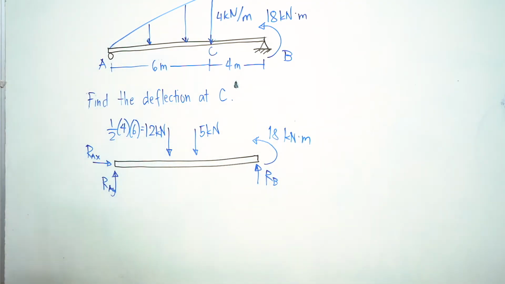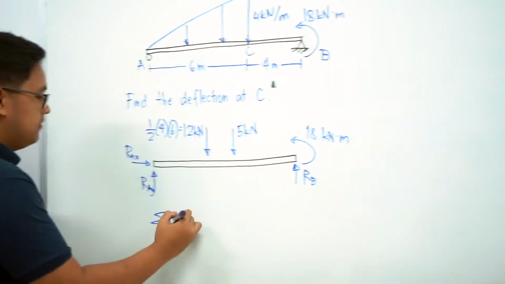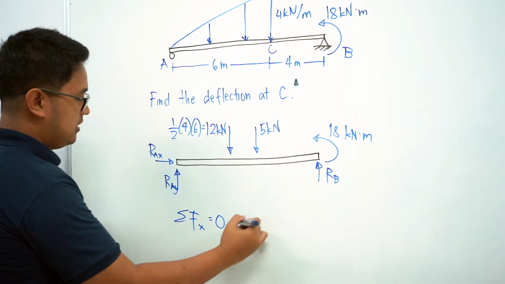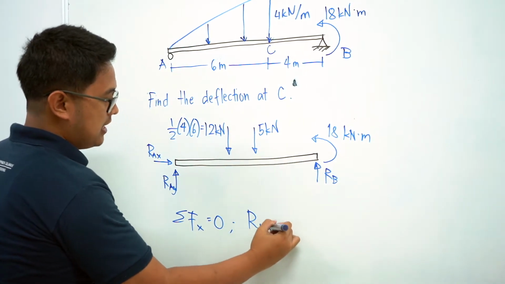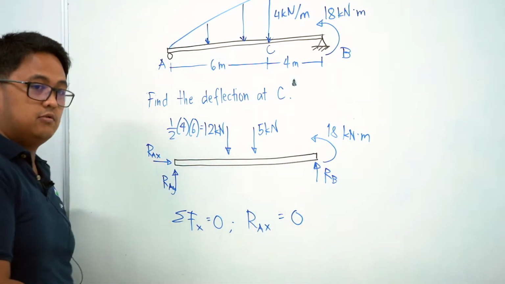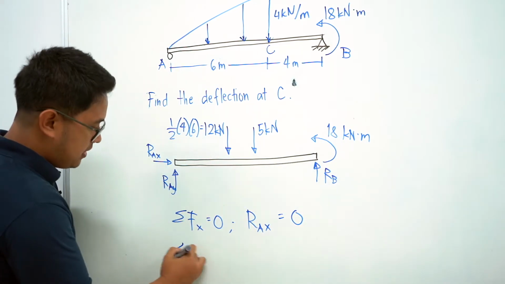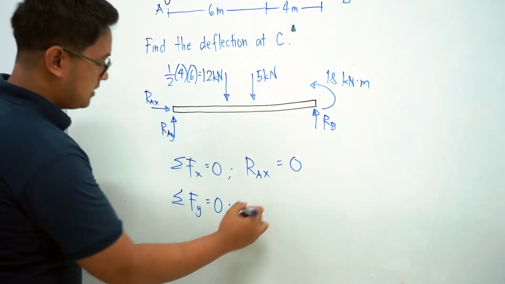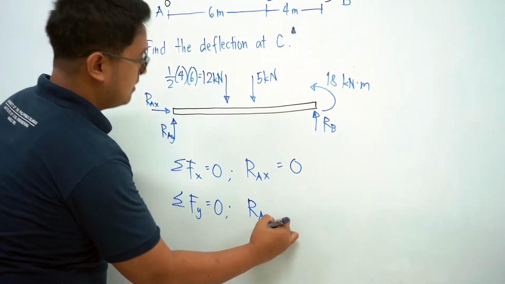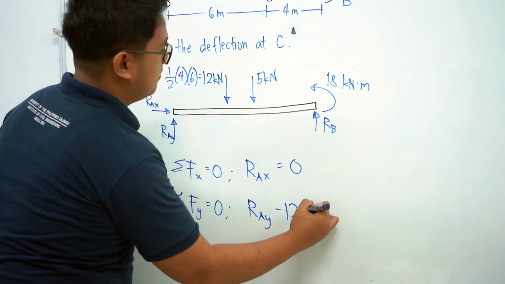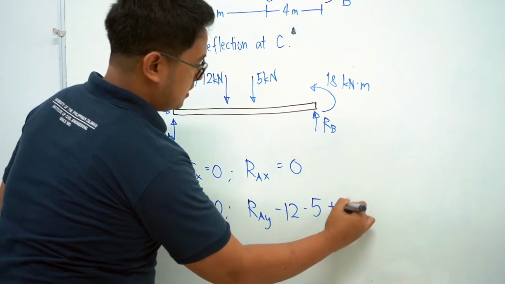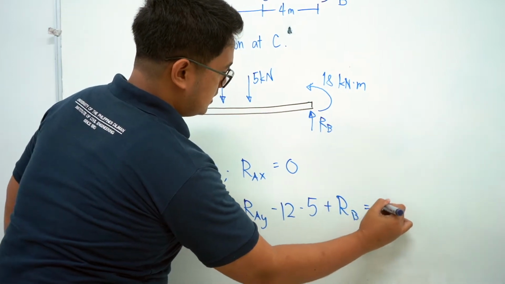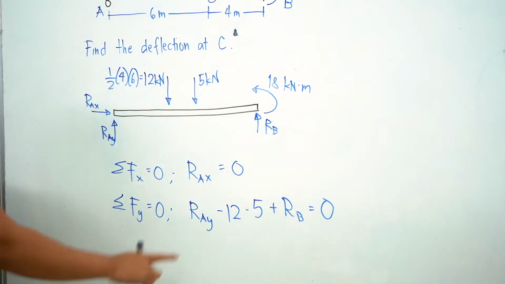So if we use equilibrium equations, if we sum forces along the horizontal, we'll get the horizontal reaction at the pin support to be equal to 0. If we sum forces along the vertical equal 0, we'll get RAY minus 12 minus 5 plus RB equals 0. However, we can't solve this equation yet.